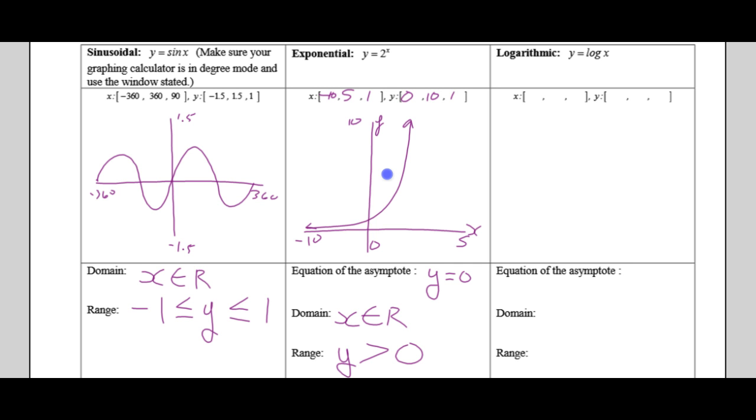Logarithmic. Logarithmic. Evaluating logs, laws of logs, solving problems with logs. We go 1, 2, 3. At least 3 logarithmic questions. Okay, so logarithmic, that's a unit that we're doing.